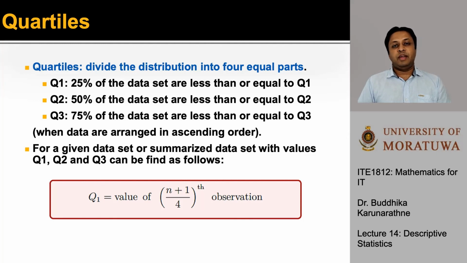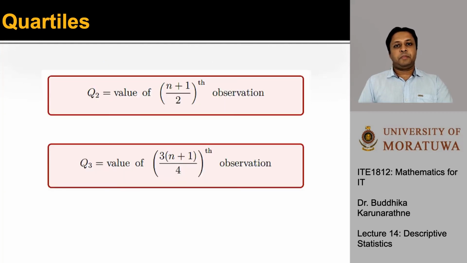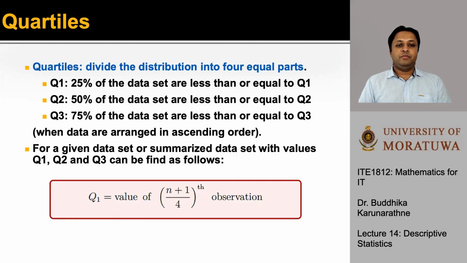Q1 is the value of the n plus 1 over 4th observation. This is for quartile 1, the first quartile. For the second quartile, Q2, it is the value of the n plus 1 over 2 observation. And quartile 3 is the 3 times n plus 1 over 4 observation. So this is how you find the corresponding quartiles, which are Q1, Q2, and Q3.